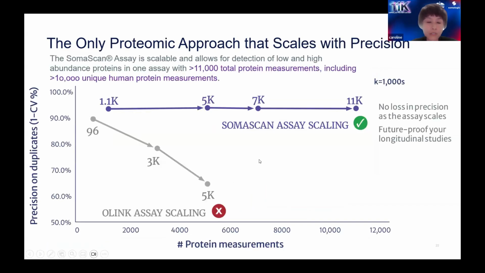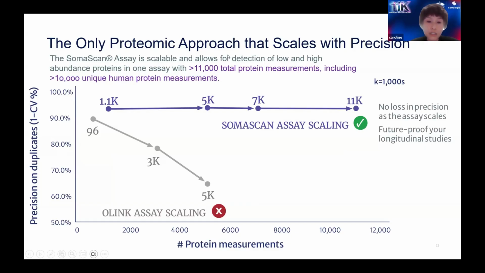And here is a comparison of our SomaScan assay performance over the years compared to the Olink assay. We started with a 1K panel, and then we developed multiple versions of the assay over the last 20 years, from 1K to 5K to 7K and to the latest 11K panel. As you can see, our performance remains fairly constant at around a median CV of 5%, even though we add significantly more targets to our current panel.